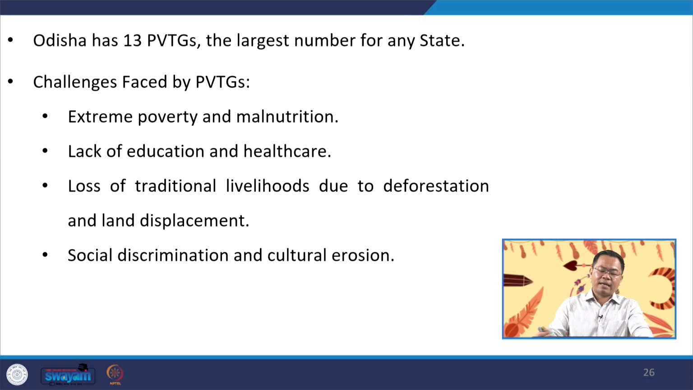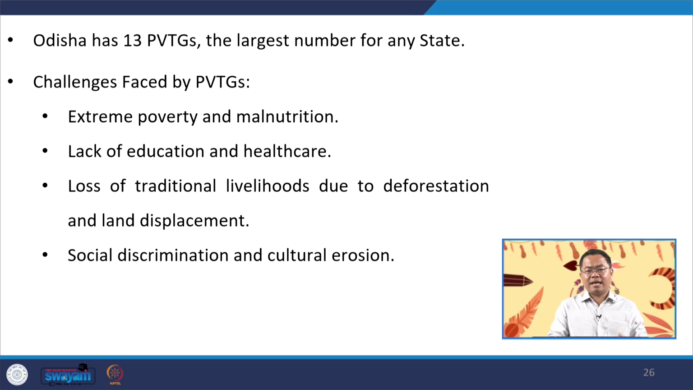Now, like I said, their literacy level is significantly lower than the national average. Their life expectancy is also relatively shorter than the national average, and due to the increasing modernization and urbanization and other associated changes that have happened in the last 70 or more years, these communities are also facing a lot of threats to their traditional livelihoods, particularly due to deforestation and land displacement.